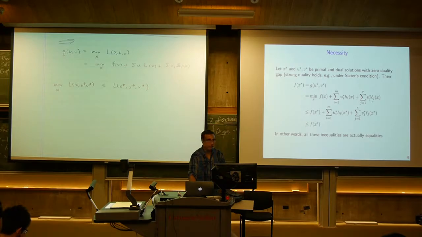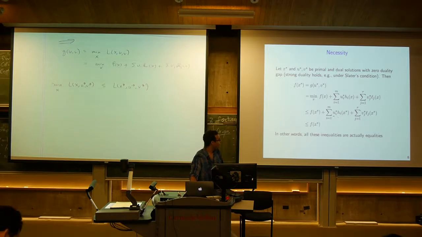Okay, so that told us that stationarity holds. How about here? The fact that these two are equal tells us that this whole term must be 0. This term is already 0 because we have feasibility of x star. This whole term must be 0 because these two are equal.